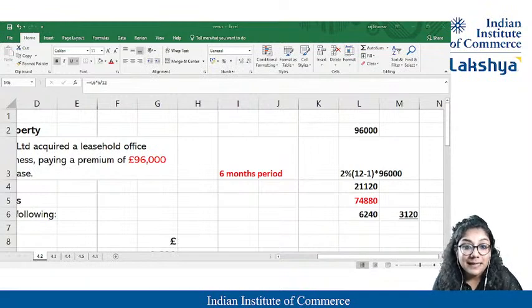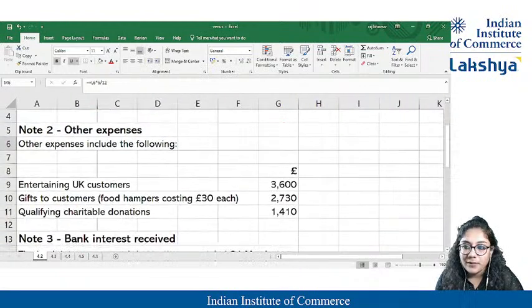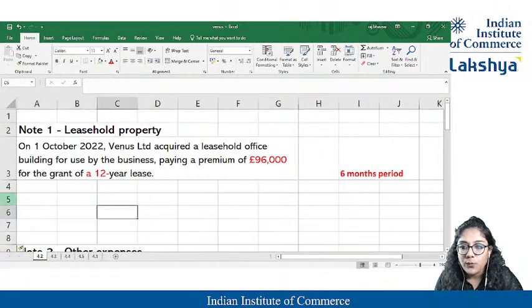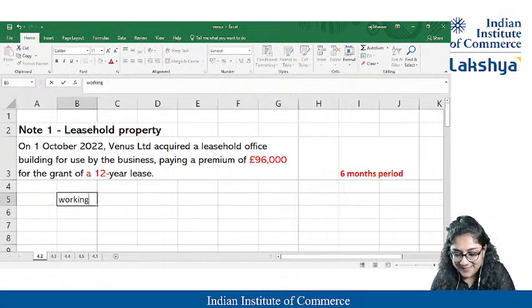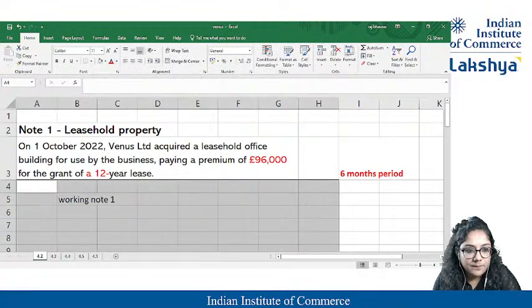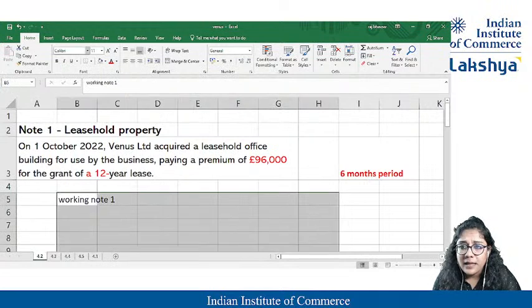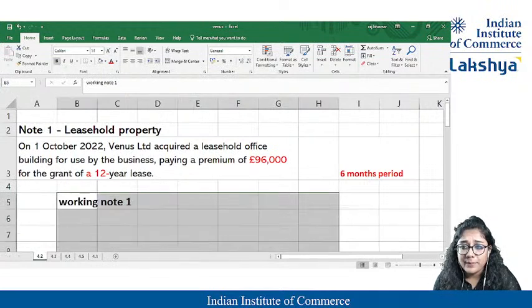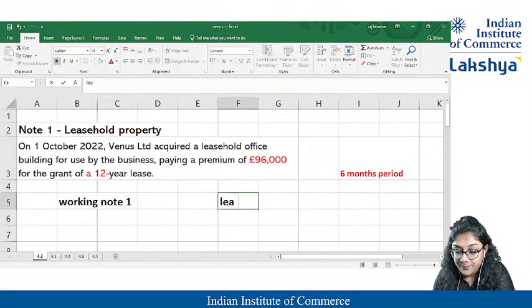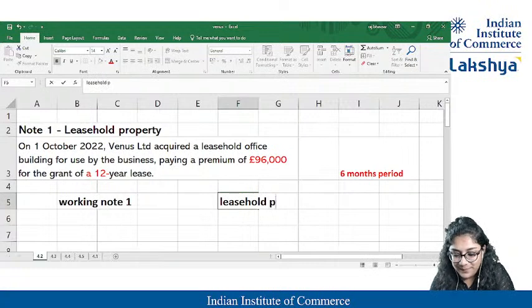Okay, should I start writing working note 1? Yeah, I'll start writing working note 1. Let me make it over here only, downwards. Will that be better? Yeah. So I'll just make it working note 1. I hope you all are able to see. Yeah, you are all able to see the things. Leasehold premium, yeah, it's about leasehold premium.